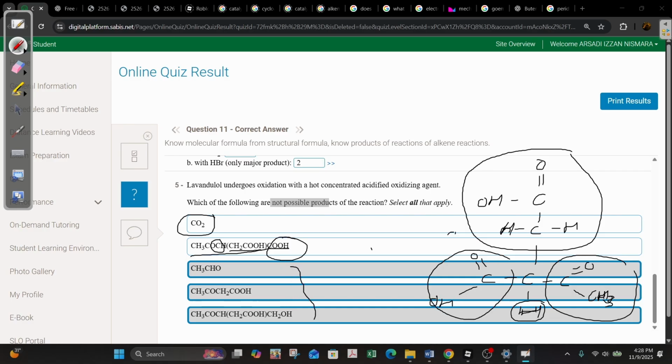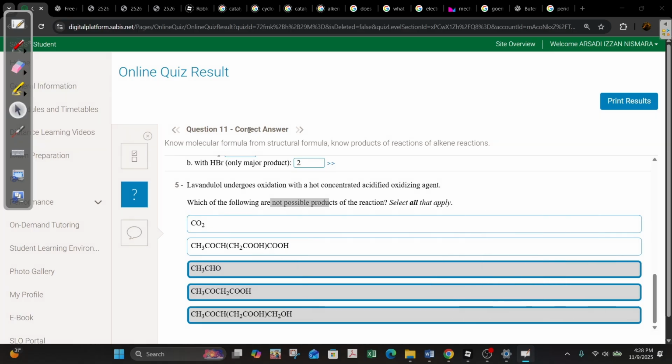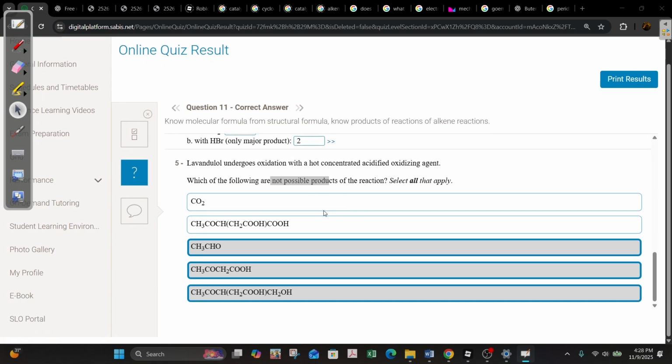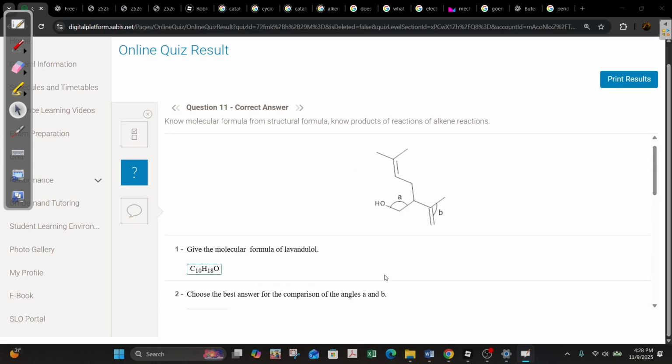And these, you won't get them. Even during the reaction, like when it's separated, you'll get none of these. Okay, and that's it.